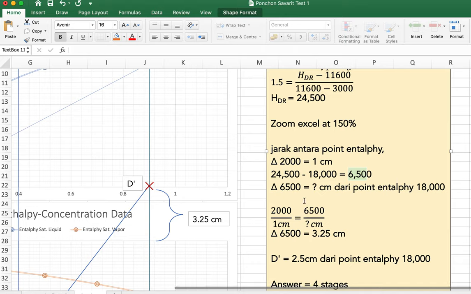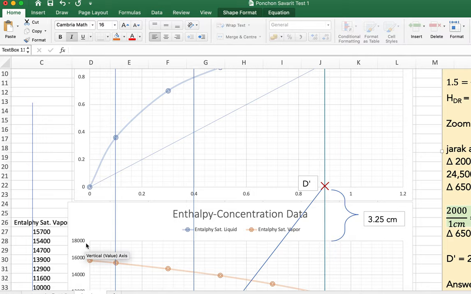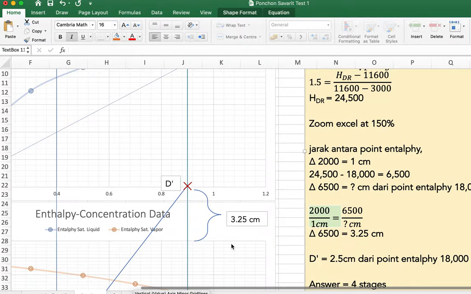So 6,500 is equal to what centimeter? We will use the ratio of 2,000 divided by 1 cm. This is the distance between these two enthalpy points. The distance for these two points in the enthalpy term is 2000 enthalpy, and the distance value is 1 centimeter. So we have to make sure that our ratio is in the same units. For example, 2000 divided by 1 cm, so on the right side should be 6,500 divided by the cm. So we can solve for the cm, which is 3.25.